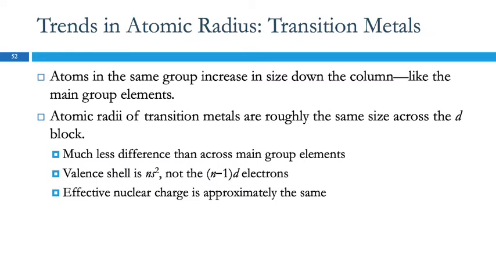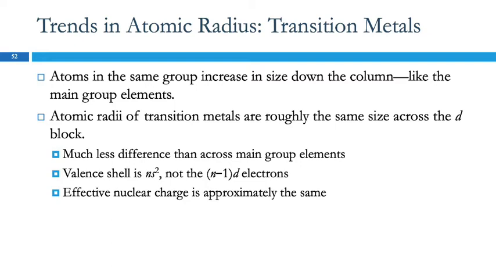Oh, what about those transition metals? Oh, they're squirrely. If we look at atoms in the same group, the columns, they're going to increase as you go down, just like the main group elements. But as you look at a period, a row of transition metals, there's not a very good trend. They're actually roughly the same size.